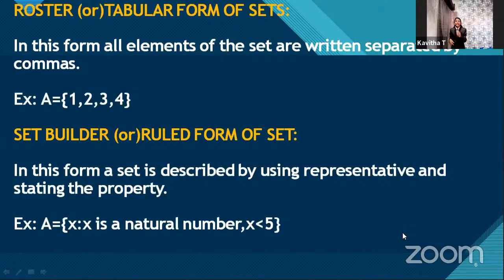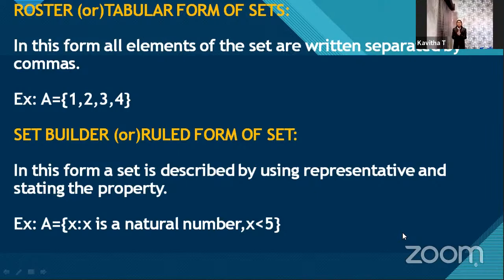Next, set builder form. To write the natural numbers less than 10 may be easy. In the same way, we may have to write the natural numbers less than 100 or 1,000 or 10,000. It may be a large process in roster form. Yes or no, isn't it? It's a long process in roster form. That's why it is suggested to use the set builder form, or rule form.